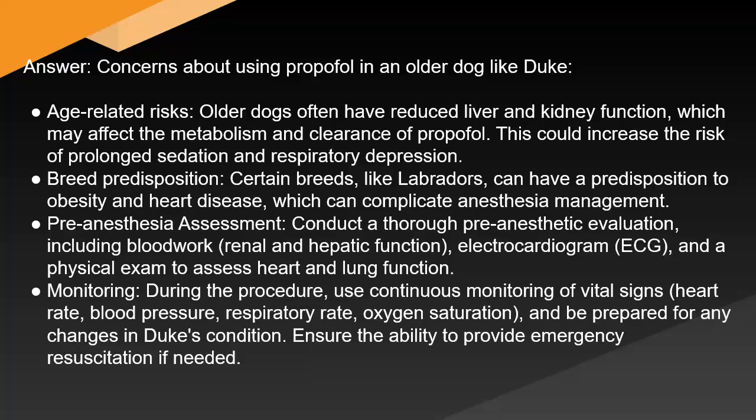Pre-anesthesia assessment: conduct a thorough pre-anesthetic evaluation, including blood work, renal and hepatic function, electrocardiogram, and a physical exam to assess heart and lung function. Monitoring: during the procedure, use continuous monitoring of vital signs, heart rate, blood pressure, respiratory rate, oxygen saturation, and be prepared for any changes in Duke's condition. Ensure the ability to provide emergency resuscitation if needed.